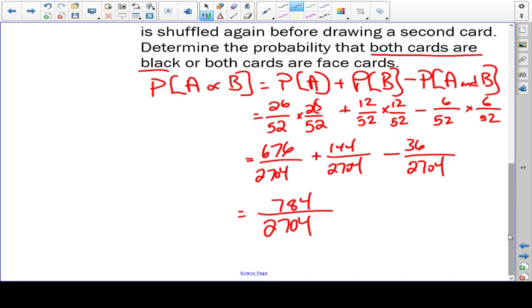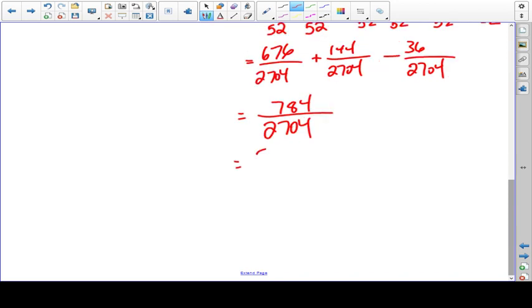So when we do that, 784 divided by 2704 is 28.99%, rounded to 2 decimal places. Okay? That's the probability.